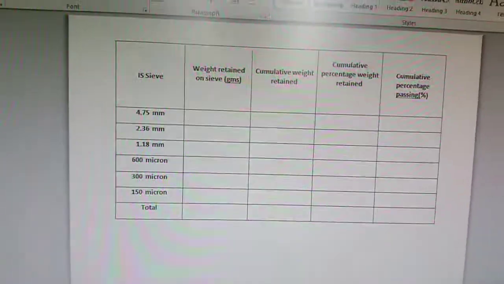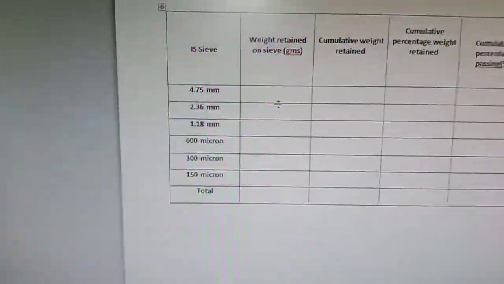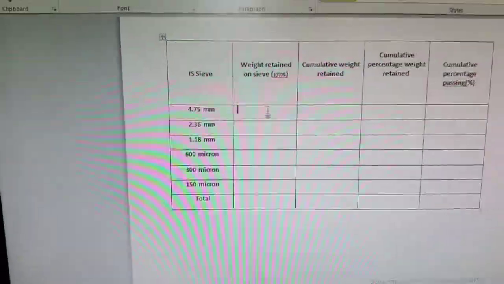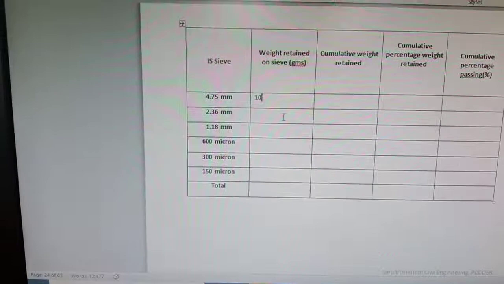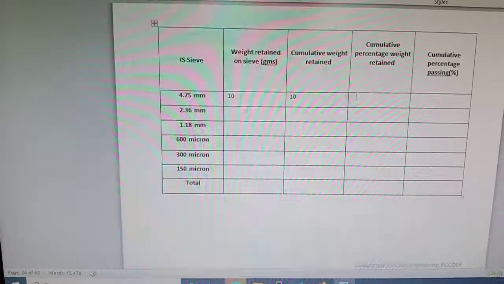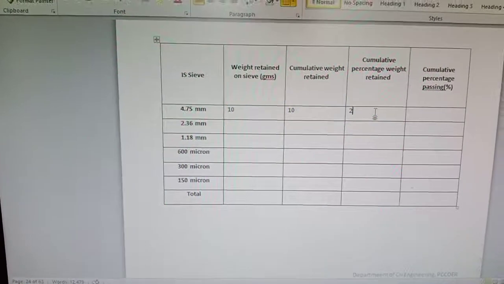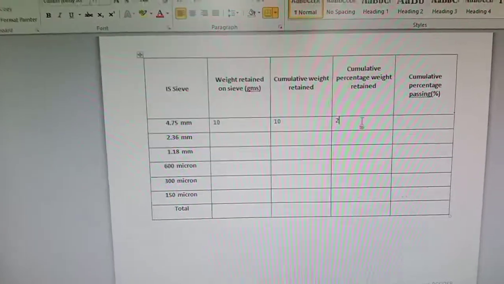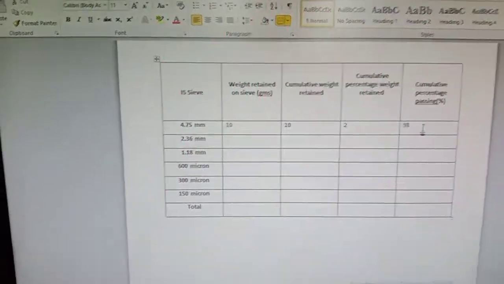Now we'll see the calculation part of fineness modulus of fine aggregates. Now we'll write one by one. So on the 4.75 mm sieve we received 10 grams. So cumulative will again come 10. Cumulative percentage retained will be 2 because total was 500 grams. Out of that, 10 grams means 2% cumulative weight retained. So here 98 should come because 100 minus 2 will be 98.